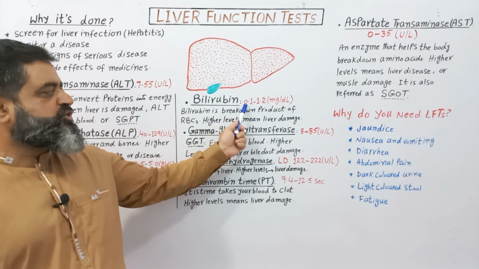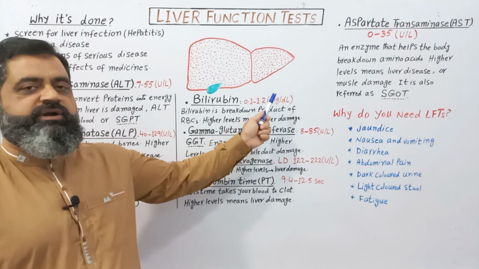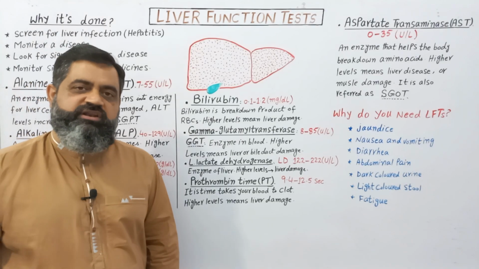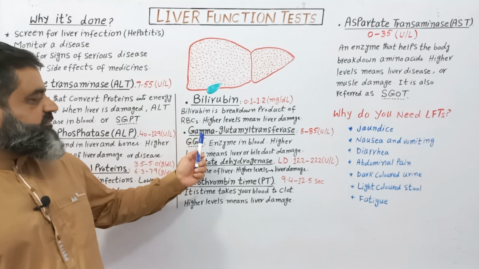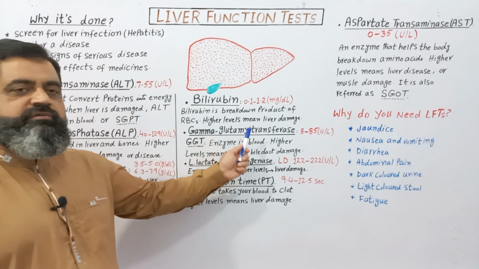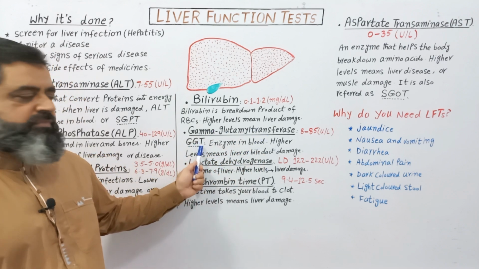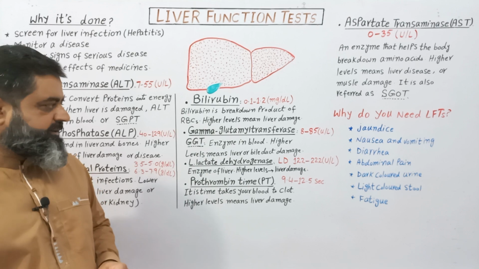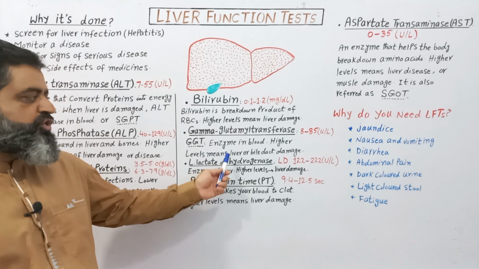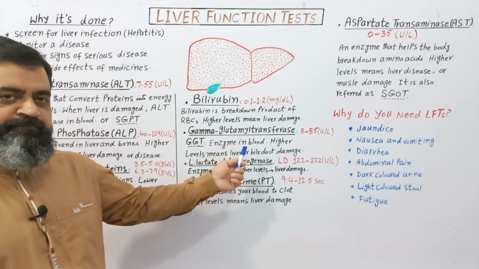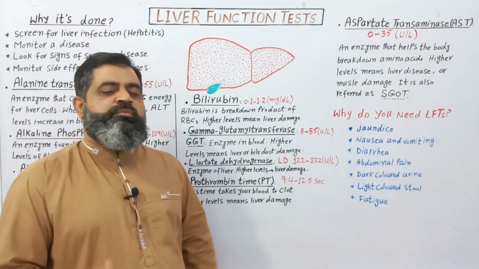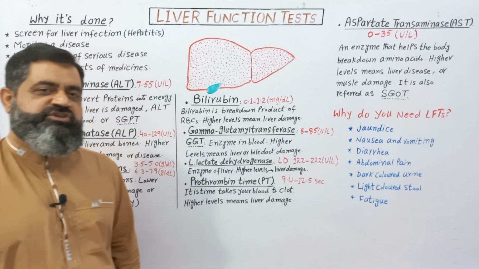The normal value of bilirubin is 0.1 to 1.2 milligrams per deciliter, and higher levels mean there is damage in the liver. The next enzyme is gamma glutamyl transferase, GGT. This enzyme is present in our blood, and its higher levels are a sign of liver damage, or damage or blockage in the bile duct. The normal value is 8 to 85 units per liter. More than that is a sign of infection or a disease.